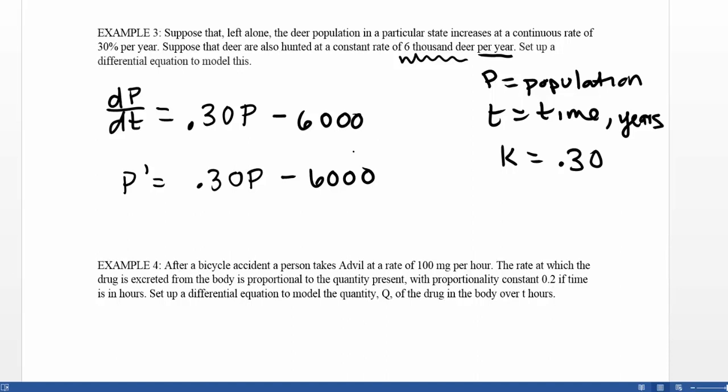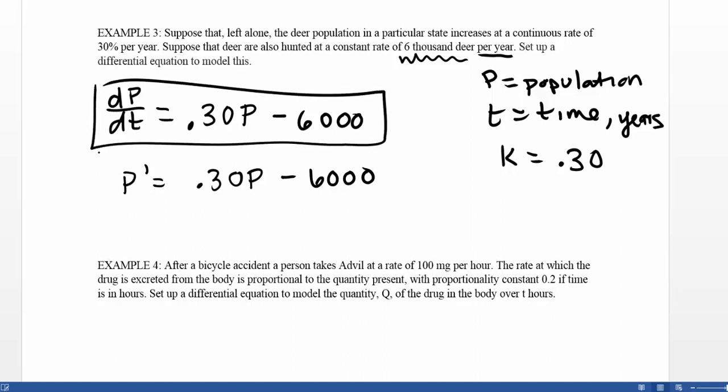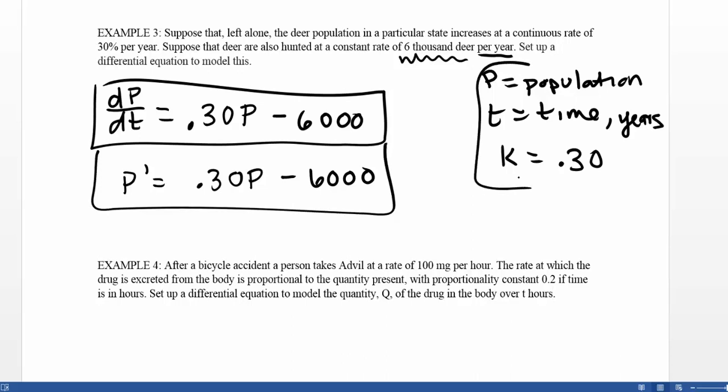So what's important here again is that we are setting up our differential equations, and again, you can write it either way, but also the information we have about the variables. The time is in years, and our rate here is 30%, so that we can describe what is happening mathematically. So that's how we set up that differential equation. Let's look at another one.